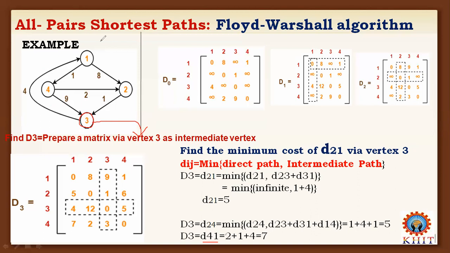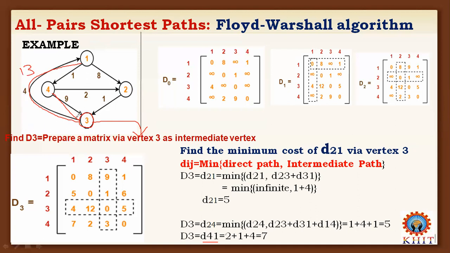If you want to move from vertex 4 to vertex 1 through the intermediate vertex, there are two ways. The first one is moving from 4 to 3 and 3 to 1. So 4 to 3 is 9, and 3 to 1 is 4. Total is 13. But check whether another way is possible or not.